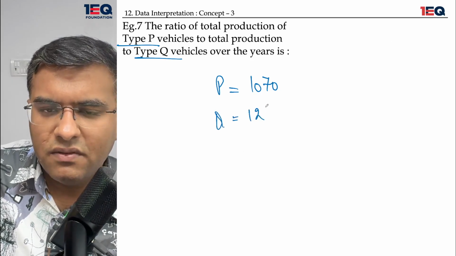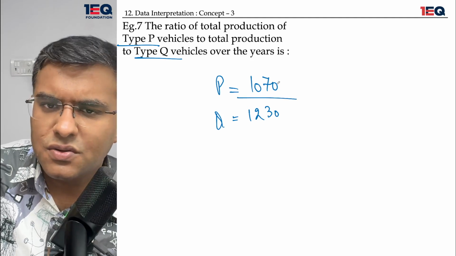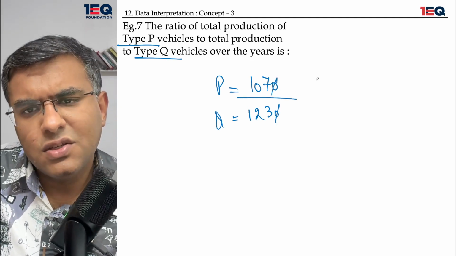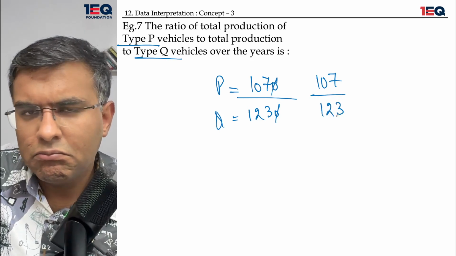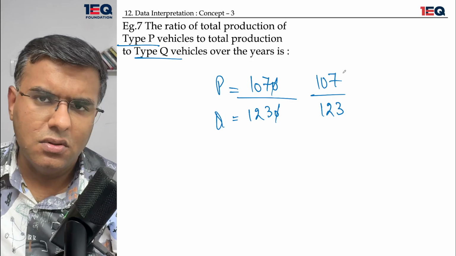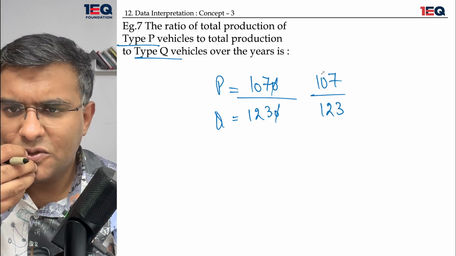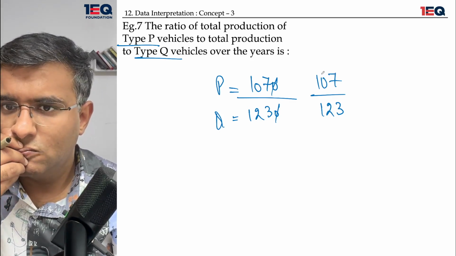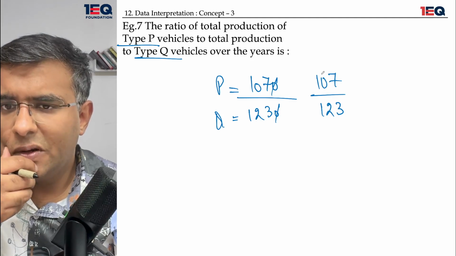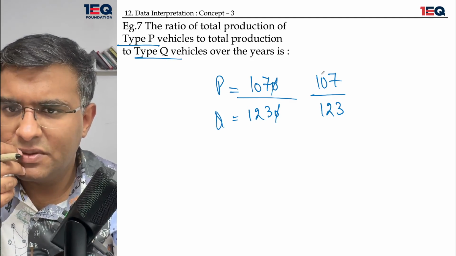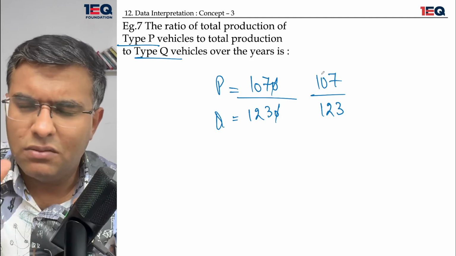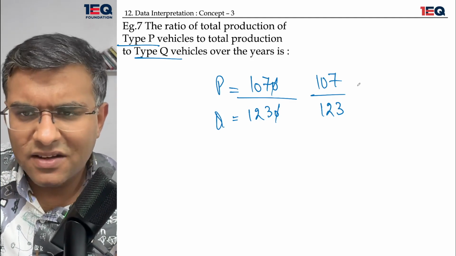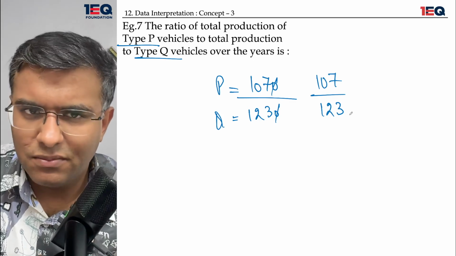Q is 1230. We need to find out the ratio, simply the ratio. Does 107 and 123 have anything in common? I don't think so, because 107 seems to be a prime number. 123 is divisible by 3, no doubt about it. 19, no. 17, no. Seems to be a prime number. So I'll gather the conclusion: 107 is to 123. Okay, moving on.